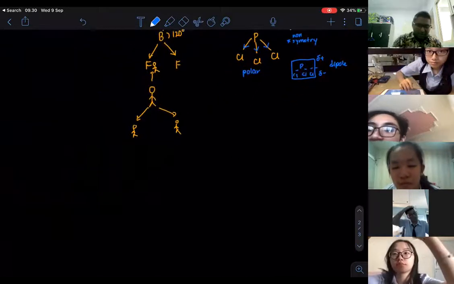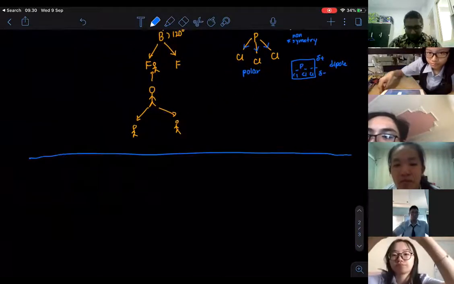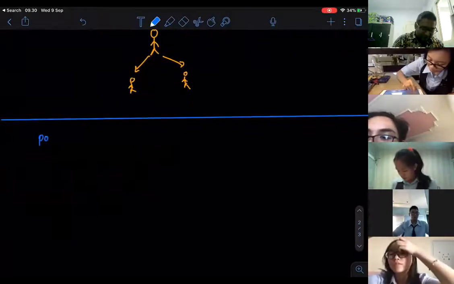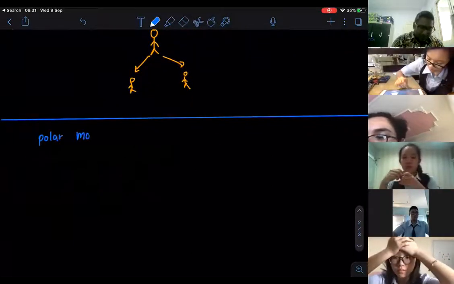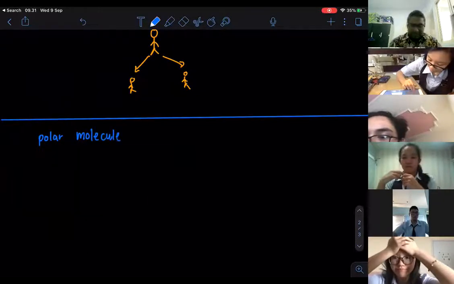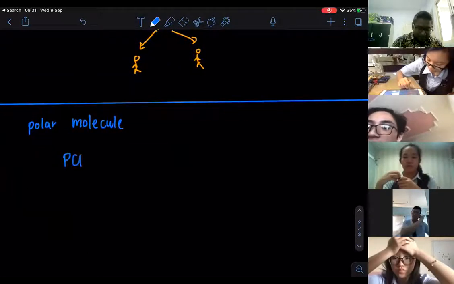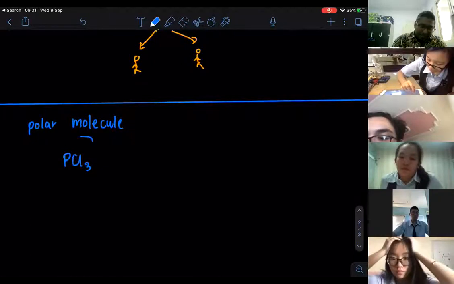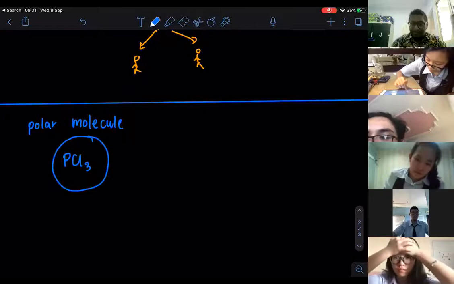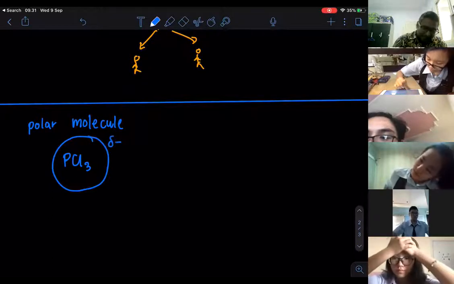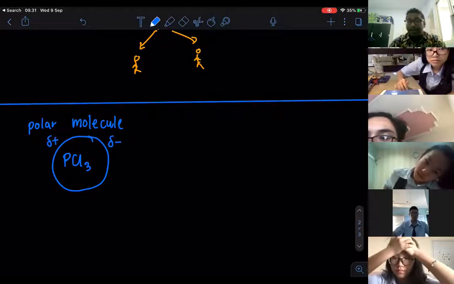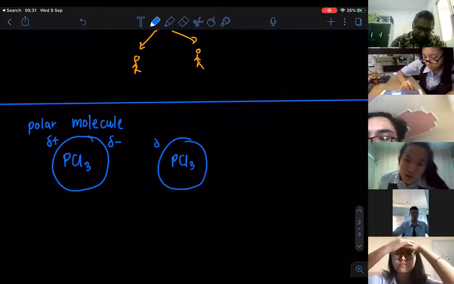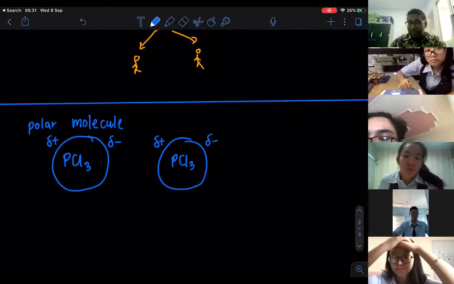Now, why are we revisiting this again? Of course, there's a reason for it. Imagine I now have a polar molecule. One example, let's say we take PCl3. Just now we said that PCl3 is a polar molecule. It means that in PCl3 there is a dipole, there's a delta negative and a delta positive. Imagine you have another PCl3, with a delta positive and a delta negative, each of them.